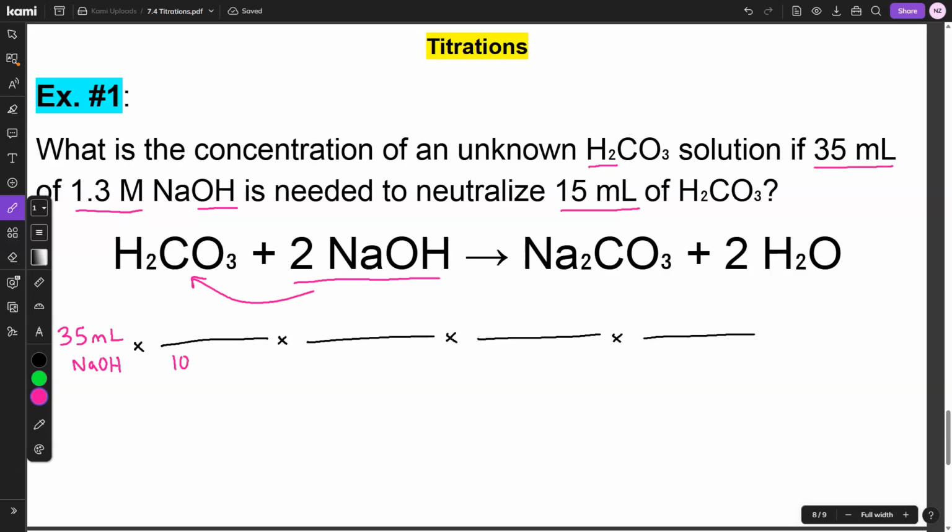So there are 1,000 milliliters in 1 liter. Let's try that again. So 1,000 milliliters in 1 liter. And then the molarity is 1.3. So there are, in 1 liter, 1.3 moles of NaOH.